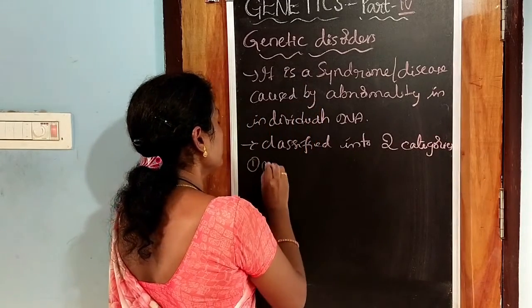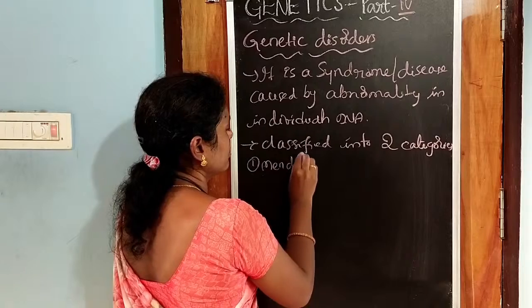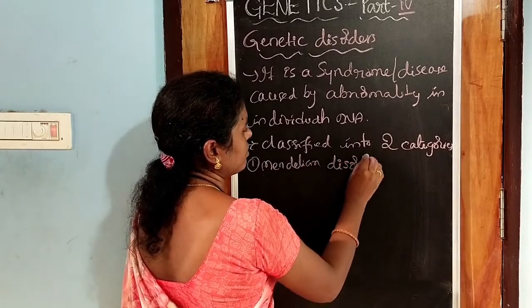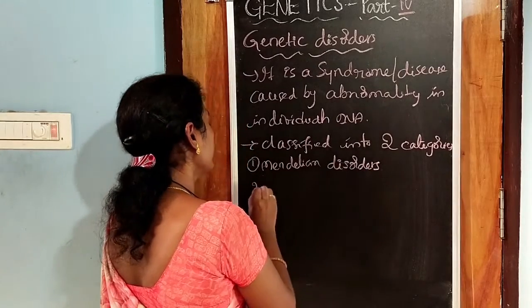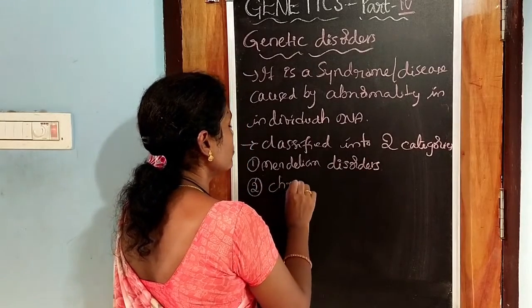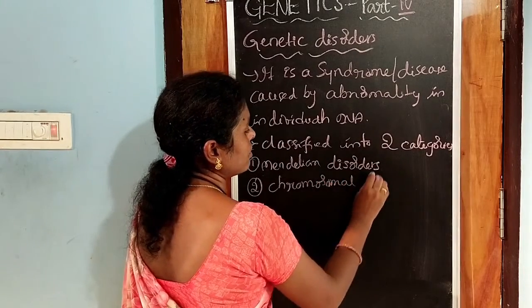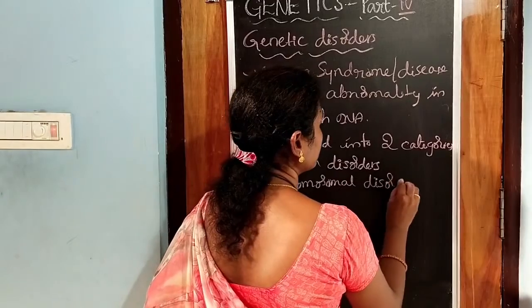One is the Mendelian disorders, and the second one is the chromosomal disorders.